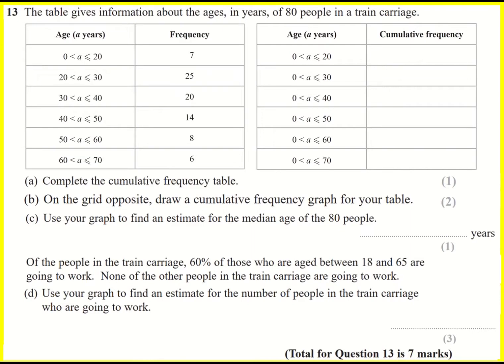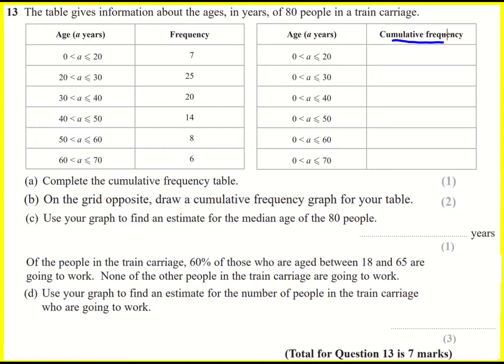80 people in a train carriage were given a grouped frequency table of their ages. So 7 of them are between 0 and 20, 25 are between 20 and 30, not including 20, and so on. We're then asked to complete the cumulative frequency table.